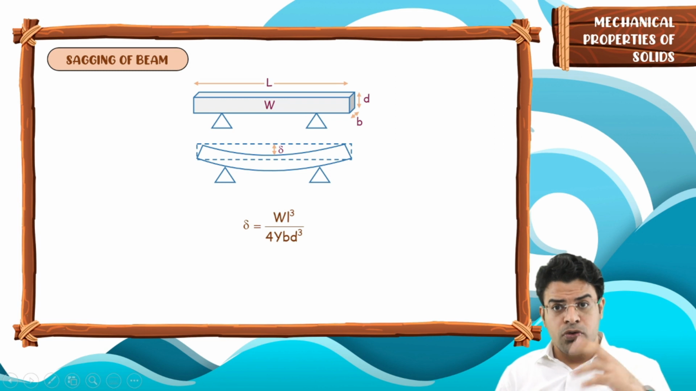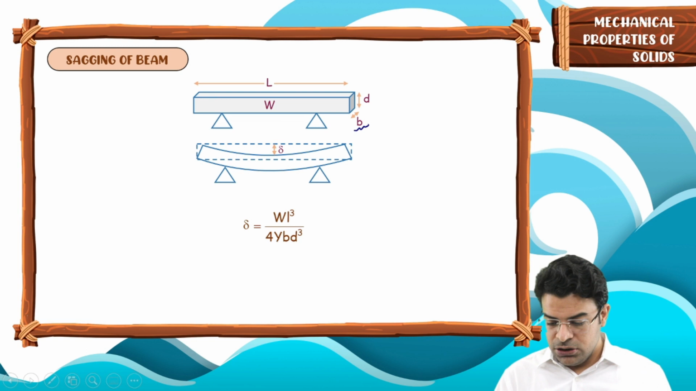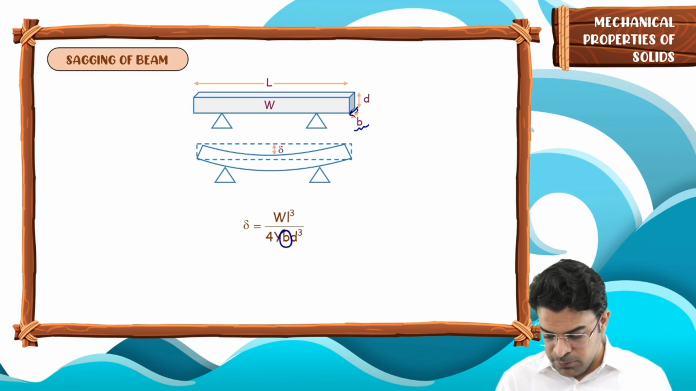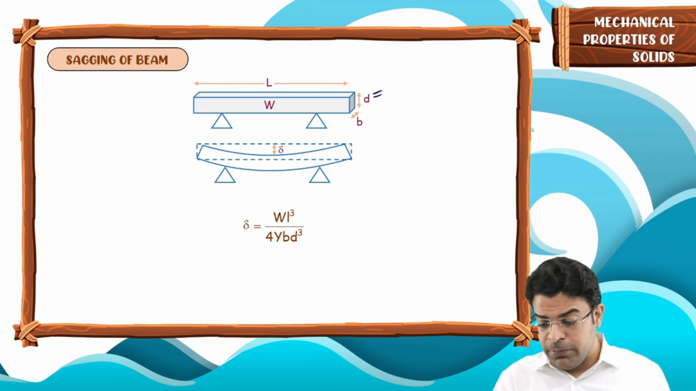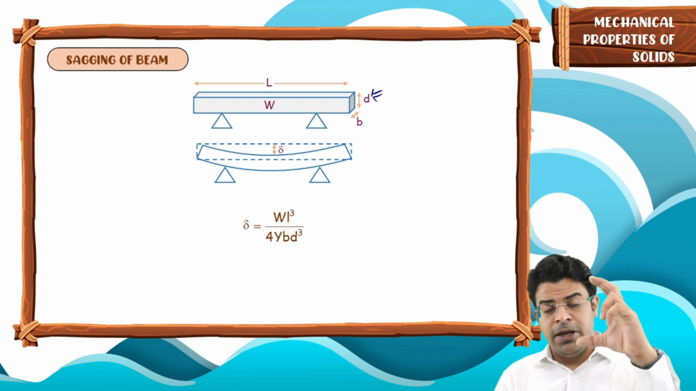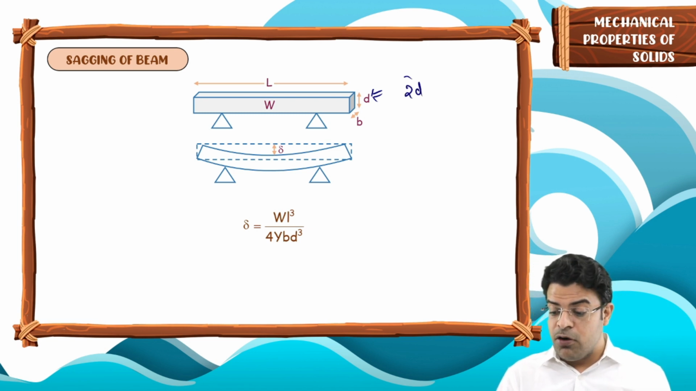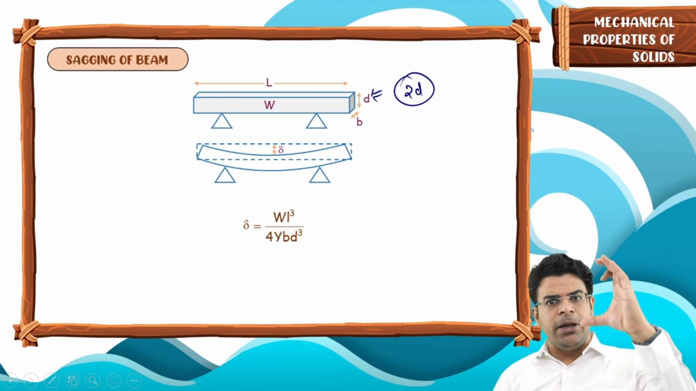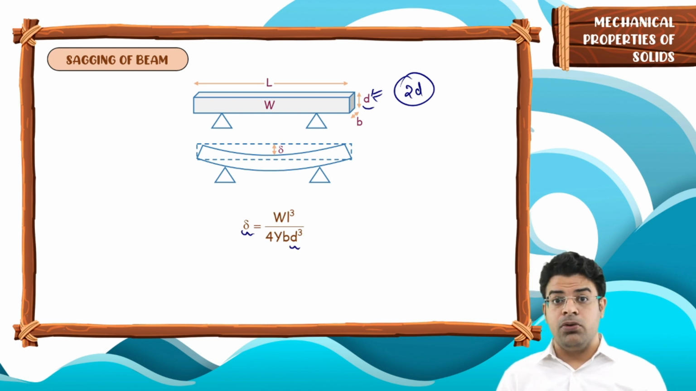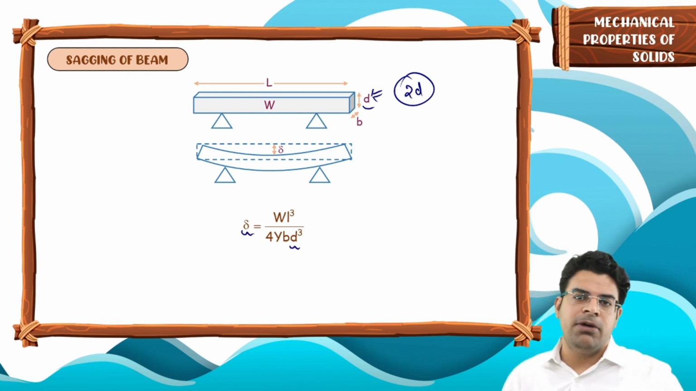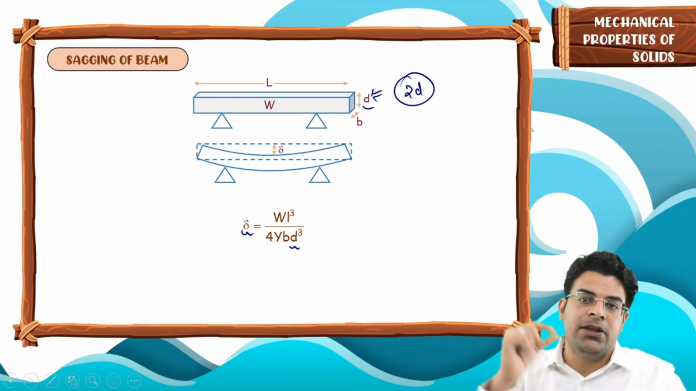Now this is the question asked. If you make B double, then the sagging becomes dash times. If width becomes double, the sagging becomes half, because sagging is inversely proportional to B. But if the height of the beam becomes double, so in place of a beam of height D you have another beam of height 2D, then what happens to sagging? Delta is proportional to 1 by D cube, so when the height becomes double, the sagging becomes 1/8.